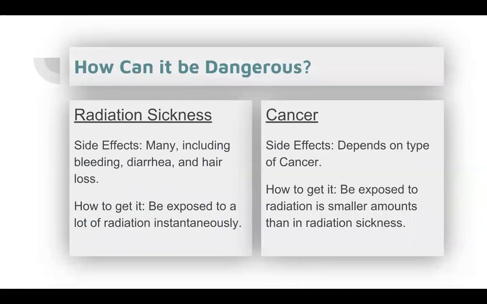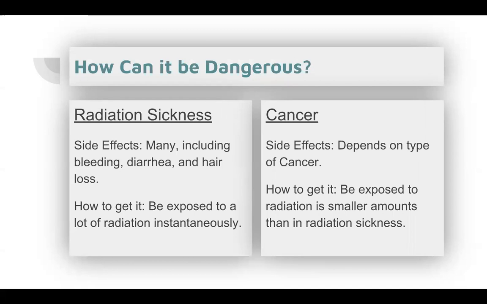How can radioactivity be dangerous? You probably have heard that radioactivity can be dangerous. It can cause two types of sicknesses: radiation sicknesses and cancer. Radiation sickness side effects include bleeding, diarrhea, and hair loss. Cancer side effects often depend on the type of cancer, though they can include the bleeding, diarrhea, and hair loss.